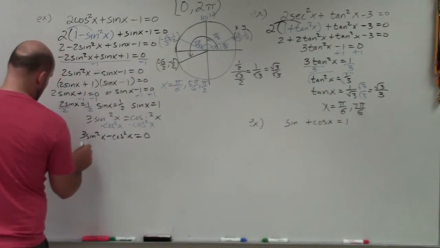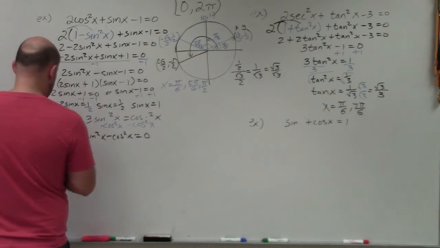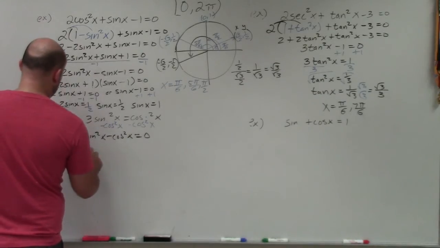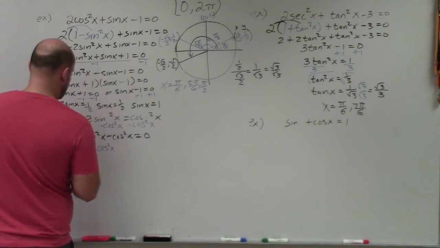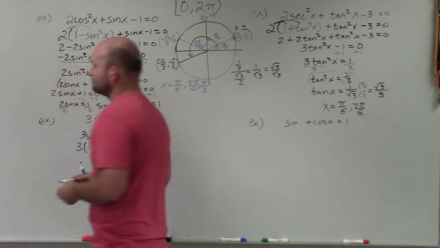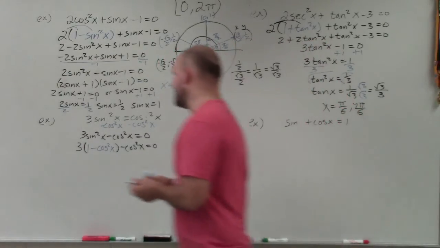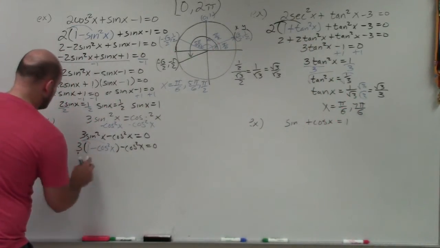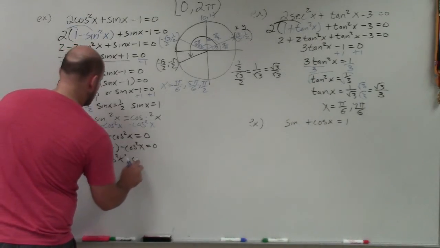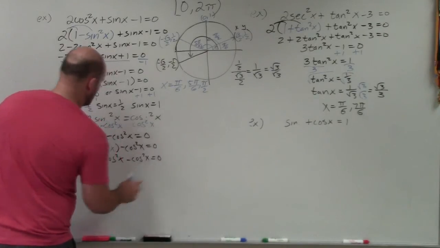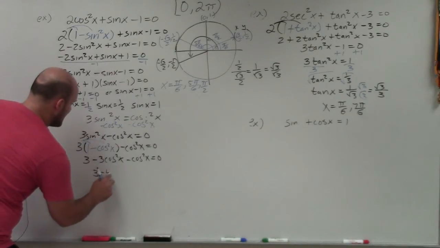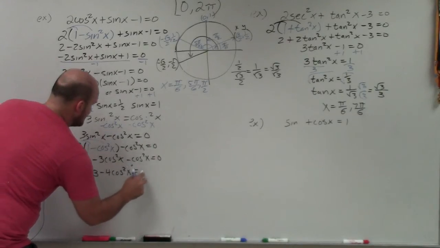In doing that, I'm going to do 3 times sine squared written in cosine, which is 1 minus cosine squared of x, and that's going to be minus cosine squared of x equals 0. OK? So now I apply my distributive property, and what I obtain is 3 minus 3 cosine squared of x minus cosine squared of x equals 0. Now these are both cosine squared of x, so I can combine them. I'll be left with 3 minus 4 cosine squared of x equals 0.